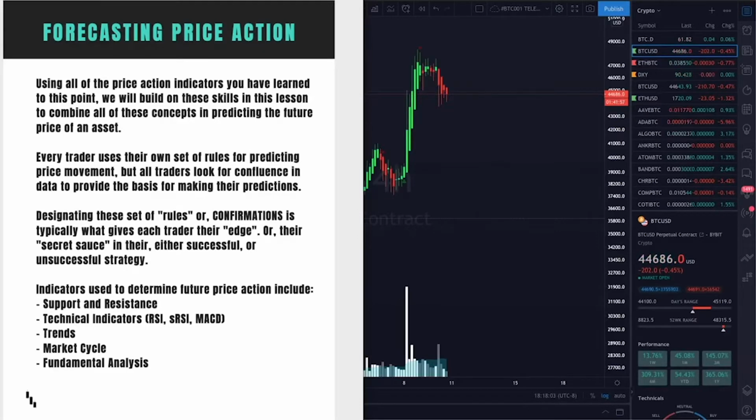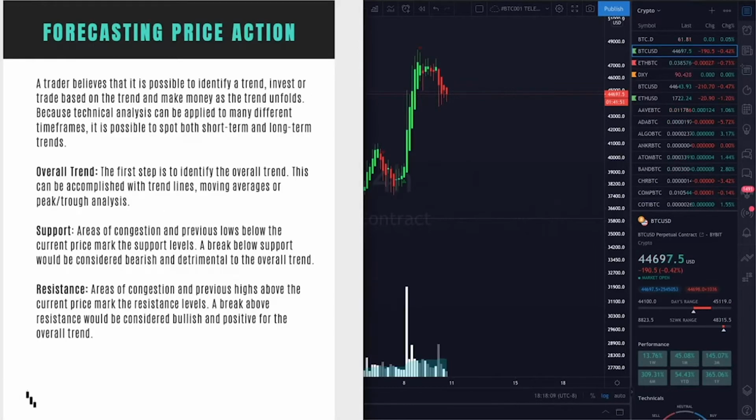Okay, moving on to the next one here. A trader believes that it is possible to identify a trend, invest or trade based on the trend, and make money as the trend unfolds. Because technical analysis can be applied to many different time frames, it is possible to spot both short-term and long-term trends. So the first thing you're going to want to do is identify the overall trend. The first step is to identify this overall trend.